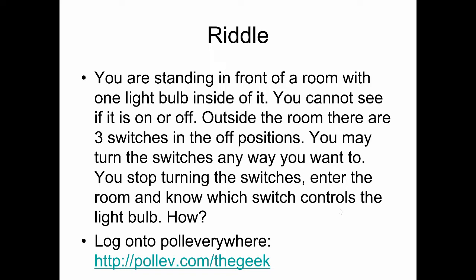All right, so a riddle. You're standing in front of a room with one light bulb inside of it. You cannot see if it is on or off. Outside the room, there are 3 switches in the off position. You may turn the switches any way you want. You stop turning the switches, enter the room, and know which switch controls the light bulb. How do you do that? This is super important. Anyone?